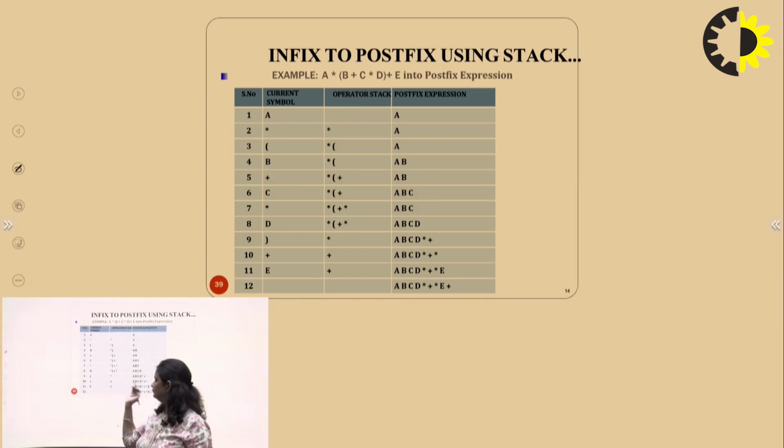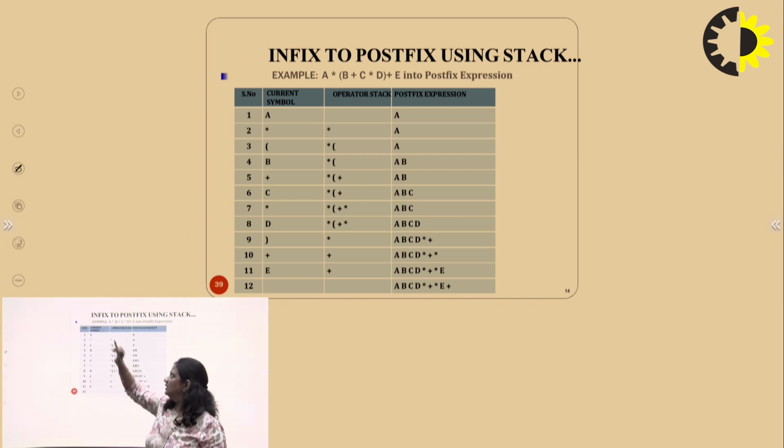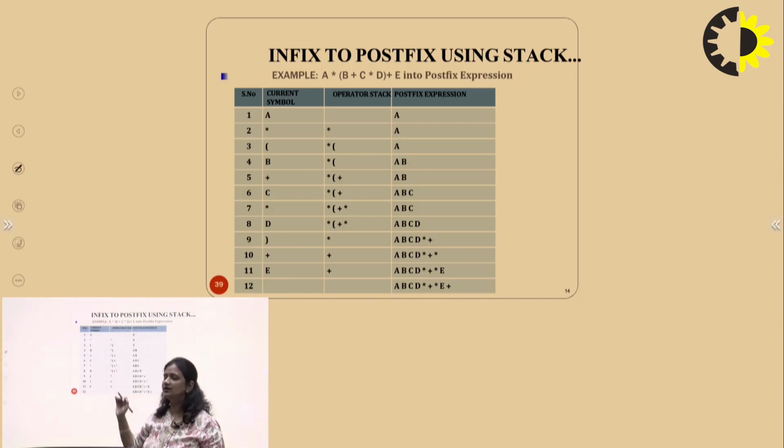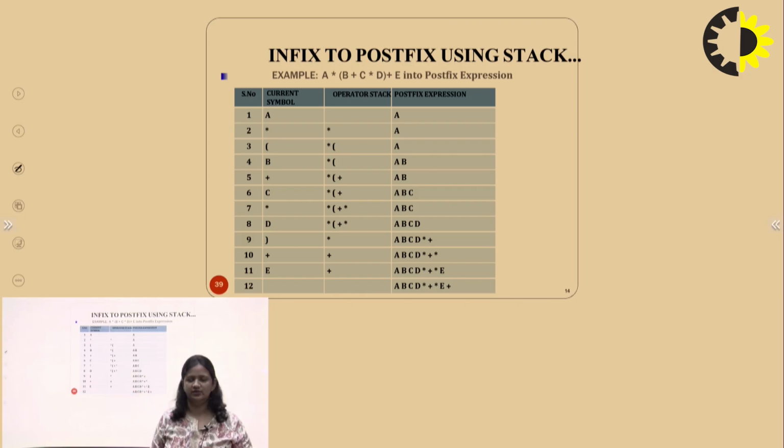First we have to construct a table with four columns. In the first column we show a serial number, or the element count. In the second, the current symbol: as elements are encountered in the expression, we write them in this column. Then the operator stack, and after that the postfix expression. In this expression we start from left to right.